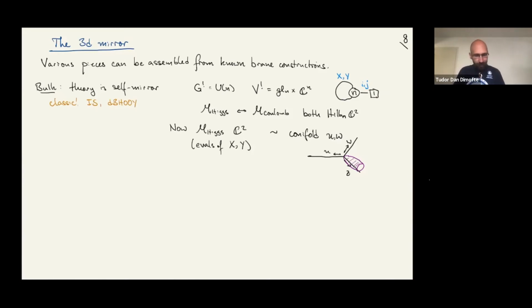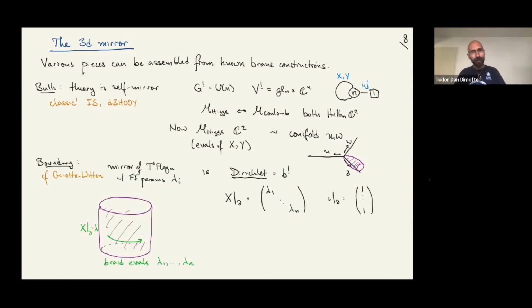The thing that's changed in the mirror is that the Higgs and Coulomb branches have swapped. In particular, now the Higgs branch, which is parameterized by eigenvalues of the adjoint X and Y fields, corresponds to the U and W directions literally in that resolved conifold picture we had at the beginning of the talk.